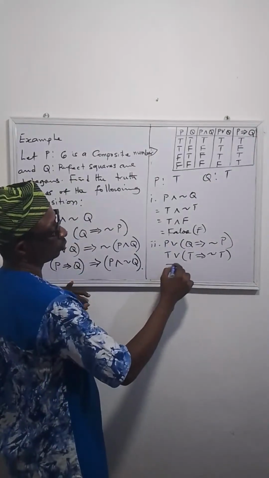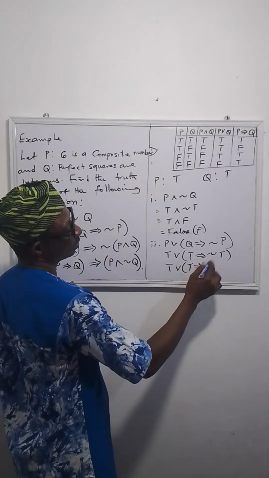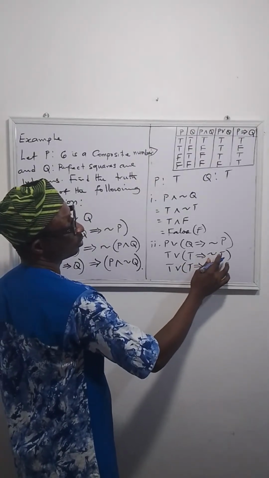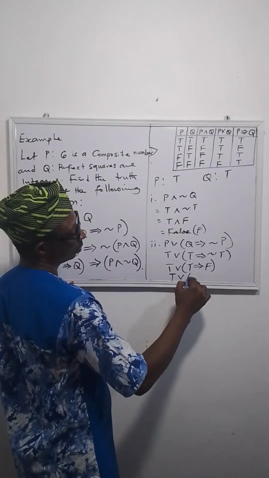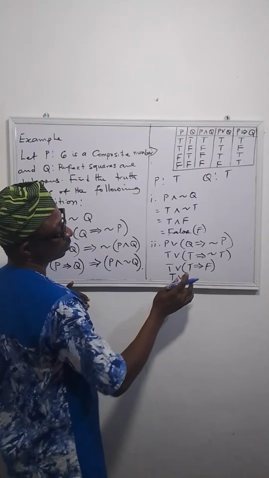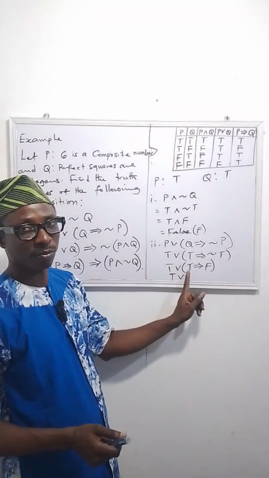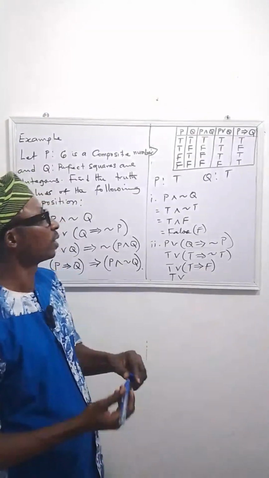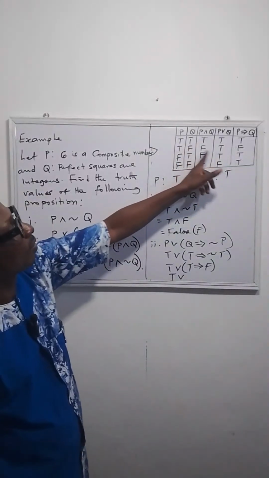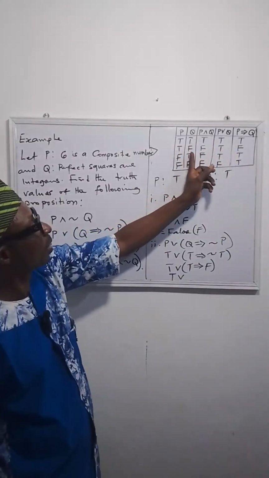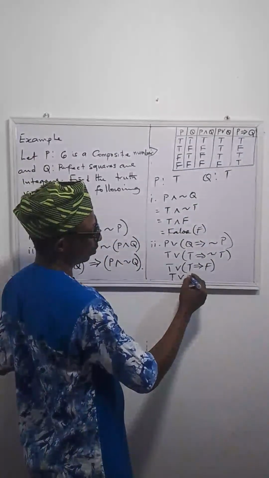Okay, so we have true or, now this is T implies, this is going to be false. Negation of true is false. Okay, so we have true or. Now what is true implies false? True implies false is false. And let's look at it. Implication: true implied false is false. So that makes what we have in the bracket false.